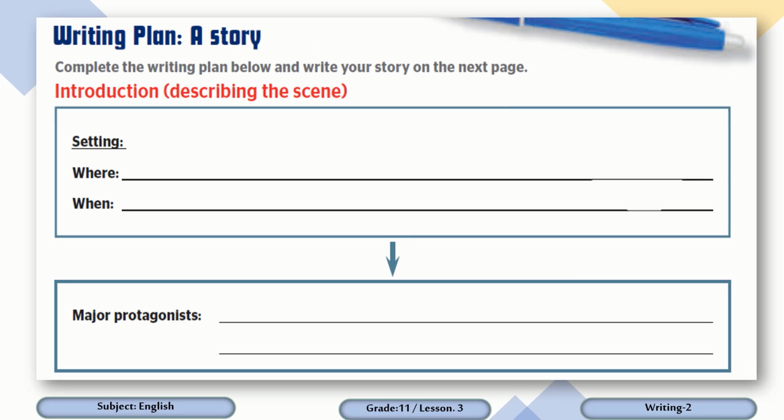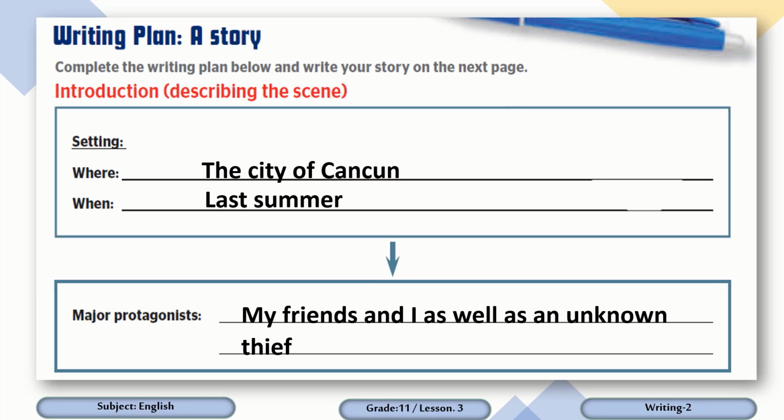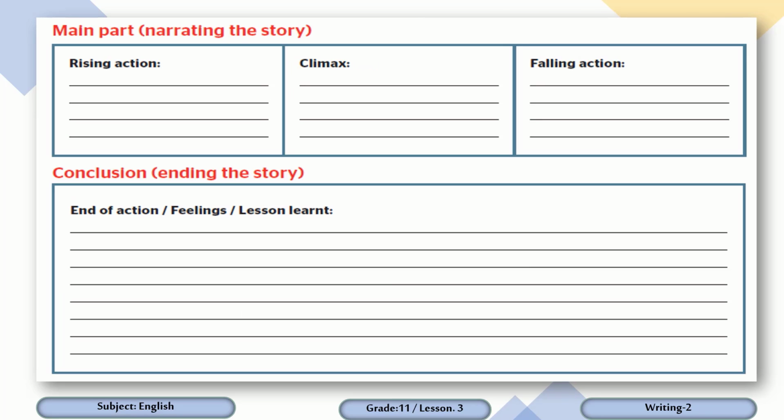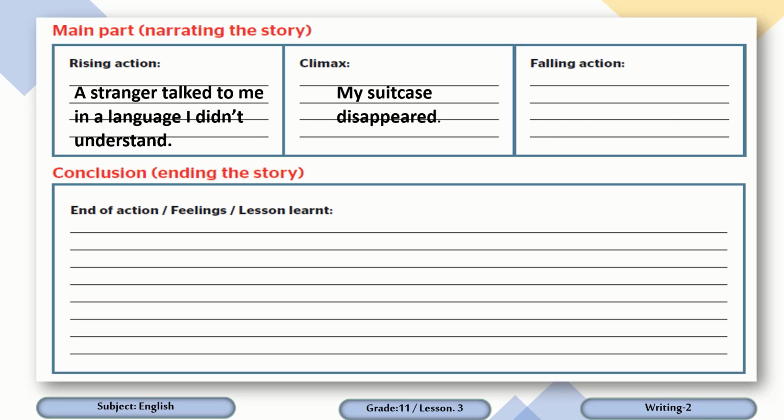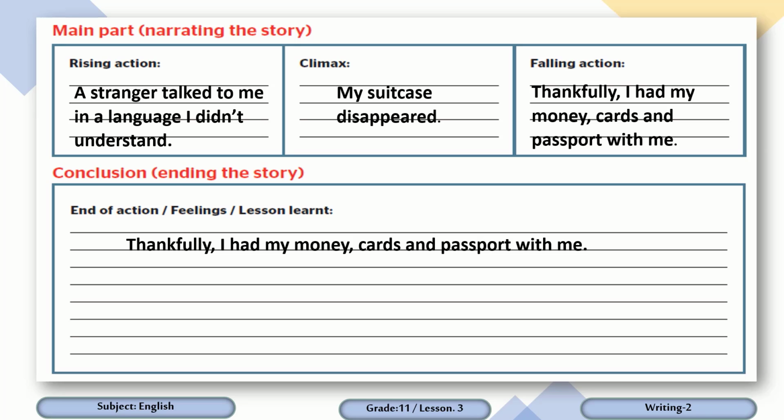Dear students, here's the planning section in your workbook. You need to fill in the places in order to get ready for writing your story. You need to mention a place, time in the past, something about the characters. You need to fill this part as well, something about the rising action, the climax, the falling action, and then the conclusion.